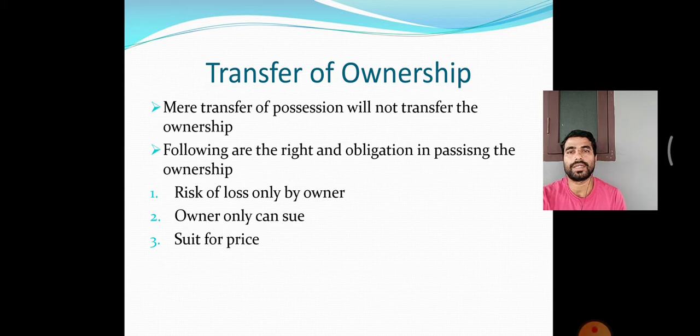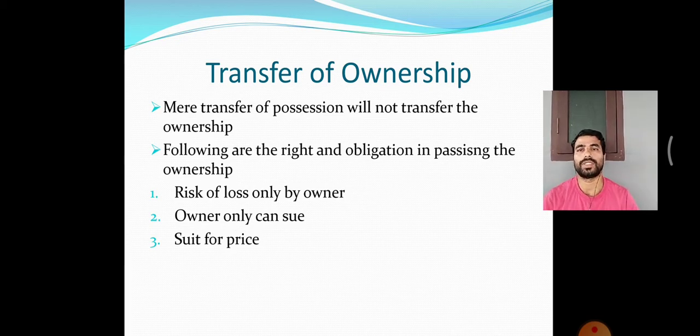Today we will discuss a new portion of the Sale of Goods Act, that is the transfer of ownership in case of contract of sales. When we talk about transfer of ownership, there are two important words. Number one is possession, number two is ownership.